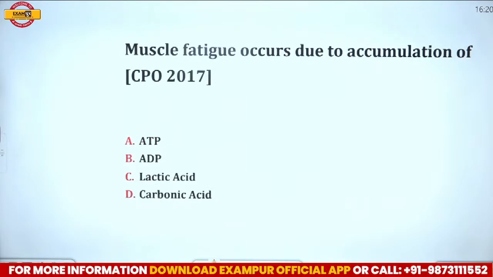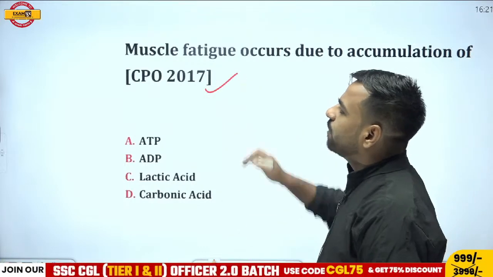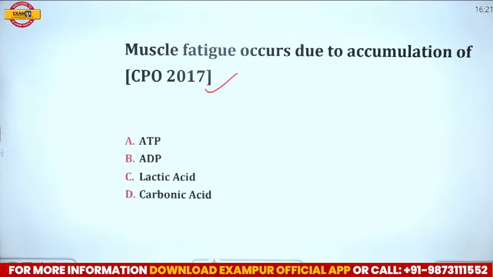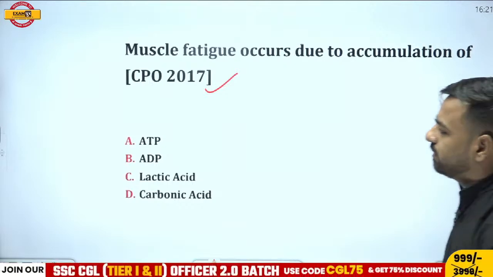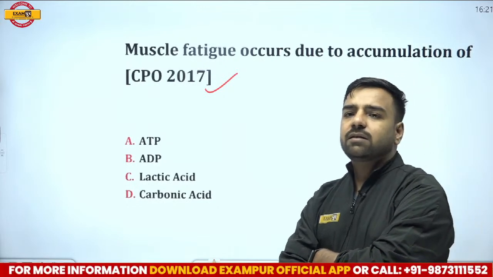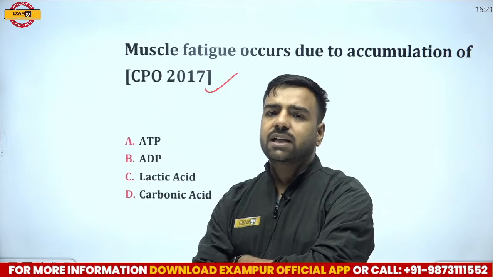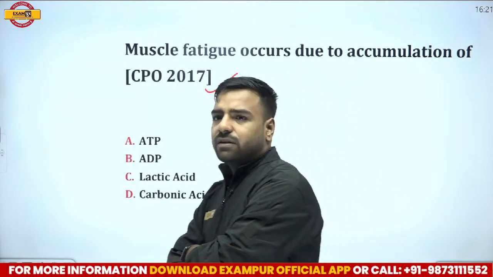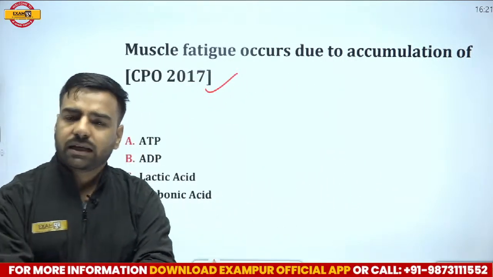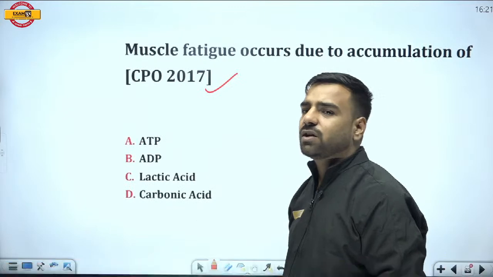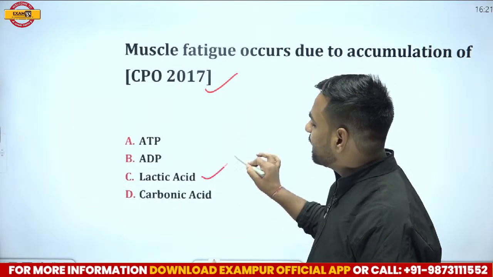Next, muscle fatigue occurs due to the accumulation of what? Now this is a question from CPO 2017. What do you think? Is it ADP, ATP, lactic acid, or carbonic acid? Muscle fatigue. For everyone who doesn't know about fatigue, we are talking about tiredness. If I have worked for a whole day, and at the end of the day I am feeling tired, this is actually because lactic acid gets accumulated.